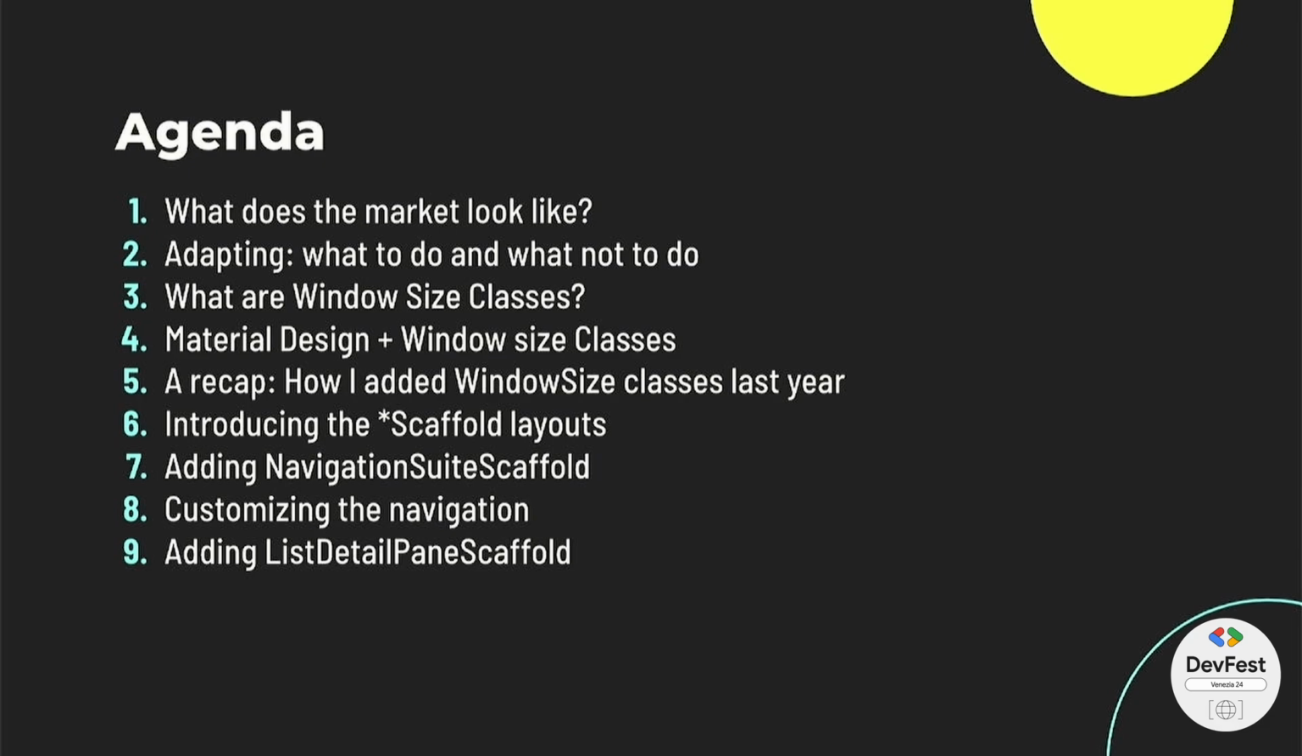So the agenda for today, I'll be touching on what does the market look like. So this market here with regards to the WindowSize classes that I'll be touching on, adapting what to do and what not to do, what are WindowSize classes, material design plus WindowSize classes, a recap of how I added WindowSize classes to my app last year and what the developments are this year. Then I'll be introducing the scaffold layouts, adding navigation suite scaffold, which will be a code walkthrough, customizing the navigation, as well as adding the list detail pane scaffold.